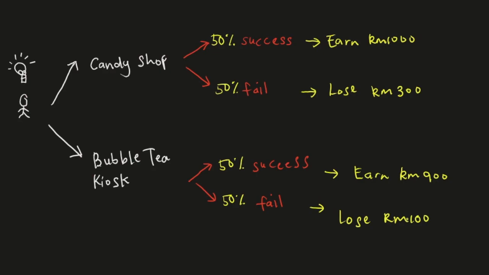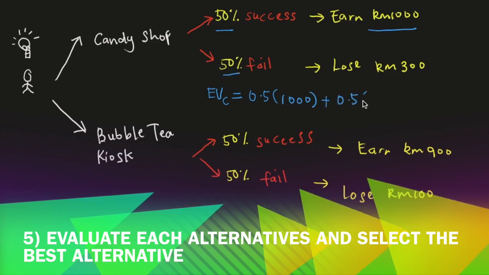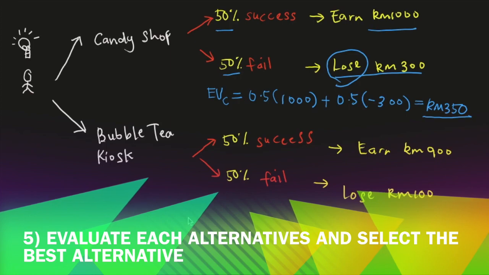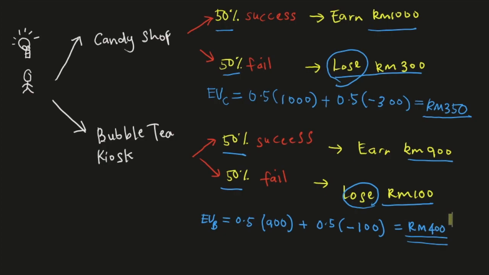Okay, and step number 5, probably the final step and the most important step, is to evaluate the equivalent value for each alternative, and then you select the best alternative. So the alternative will be selected based on the highest expected value, as we illustrated just now.